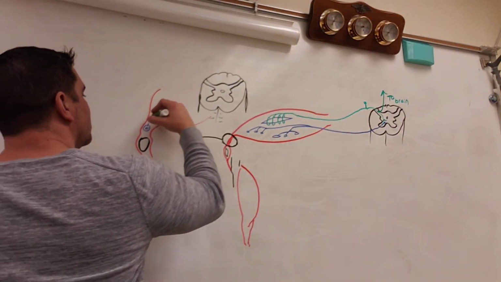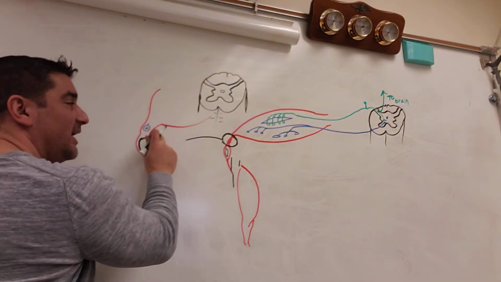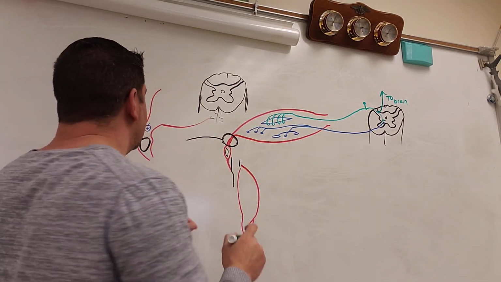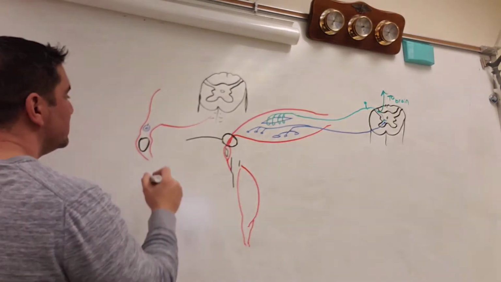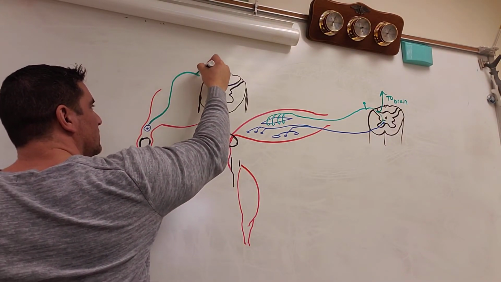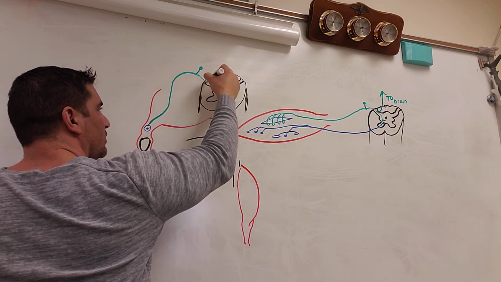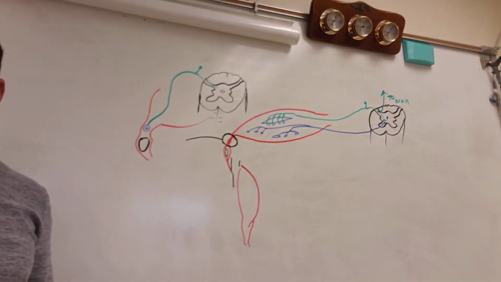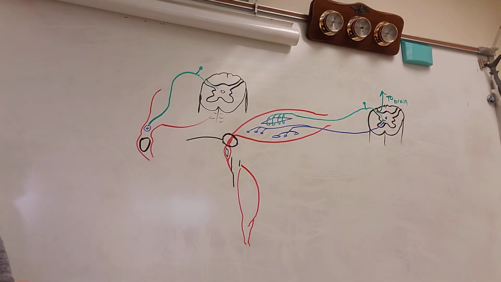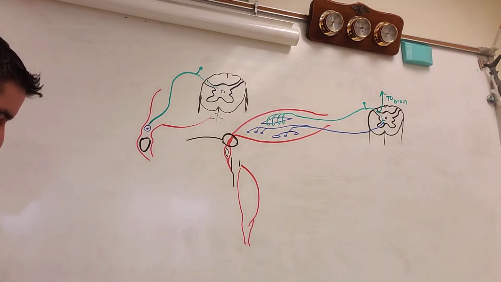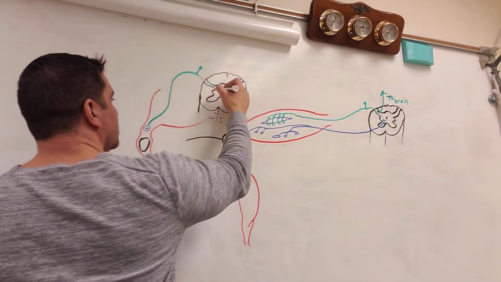Watch this. So here comes our signal. Now the tendon. This is the muscle. Muscle gets stretched, muscle contracts. Makes sense. This is the tendon now. Tendon stretches. It sends an inhibitory signal, right? Dorsal root, dorsal horn. Now this one is going to have an interneuron.